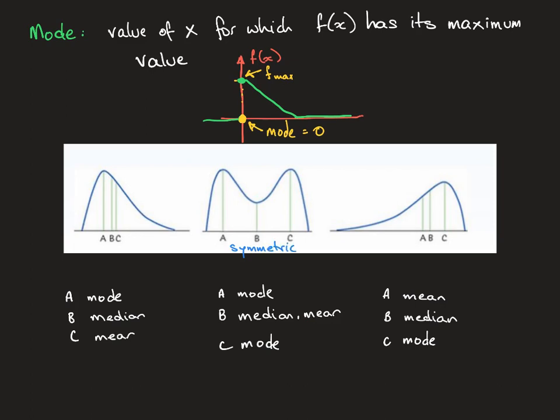When you have the skewed graphs, you have to decide for B and C which is the median and which is the mean. It might be a little bit counterintuitive, but this long tail here and this long tail here actually drag the balance point further out this way. So the furthest away from the mode is the mean, so this one is the mean. And for this one, the furthest away from the mode is the mean, so C is the mean.